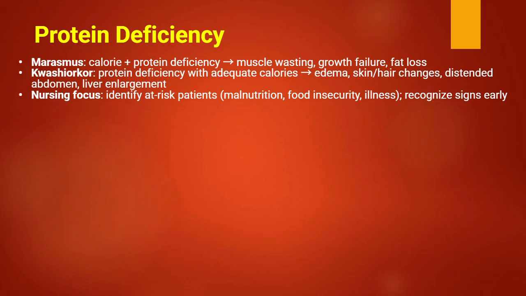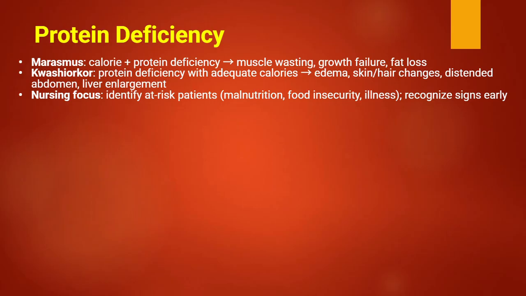These children appear extremely thin, with muscle wasting, loss of subcutaneous fat, delayed growth, and overall weakness. The body begins breaking down muscle and fat to meet energy needs, leaving the child very frail. Kwashiorkor, by contrast, occurs when a child consumes enough calories but not enough protein.